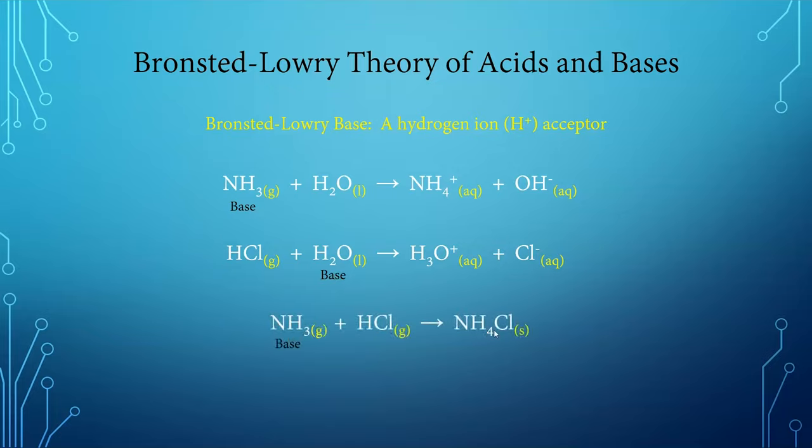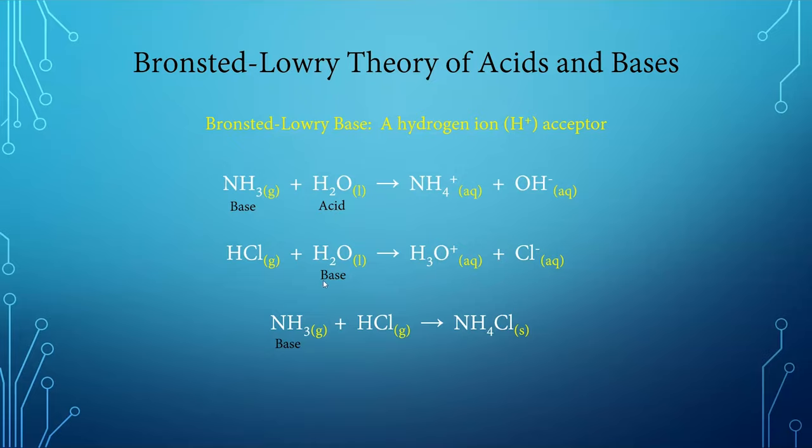If we take a look at that last reaction from our previous examples, the ammonia and hydrogen chloride, the ammonia molecule is accepting a hydrogen from HCl to form an ammonium ion. Bronsted and Lowry would say that ammonia, in this case, is acting as a base. So the interesting thing about Bronsted-Lowry is, as I mentioned a moment ago, there's always both an acid and a base. You can't have a donor without an acceptor. You can't have an acceptor without a donor. So in this case, ammonia is accepting a hydrogen from the water, making it a base. Water is donating the hydrogen ion. That makes it the acid.